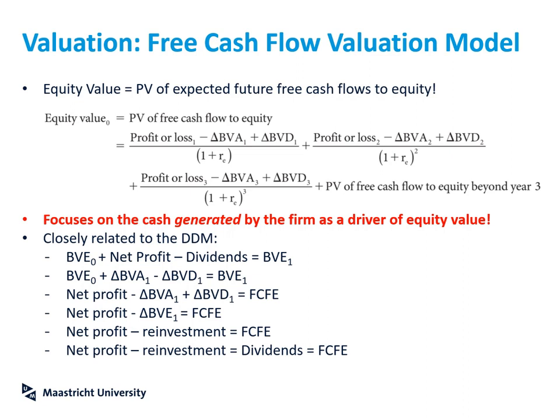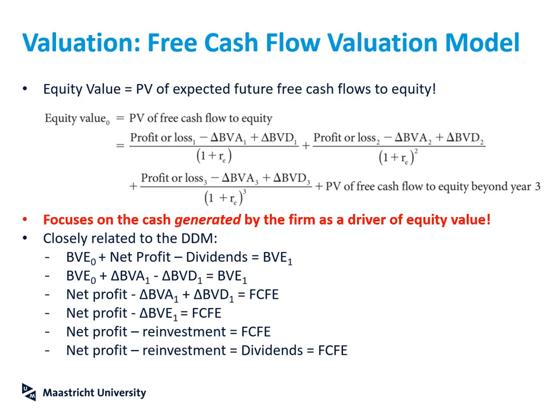However, it's closely related to the dividend discount model, and that's what you can see as well if we start to decompose the components of free cash flow to equity, where typically the change in book value comes from either net profits or dividends. So the book value at the beginning of the year plus the net profit that we generate minus the dividends that we pay out will be the book value at the end of the year, assuming that we don't issue any new shares. So any profit that's not reinvested goes to retained earnings. Retained earnings is part of equity, so that determines the change in equity value.